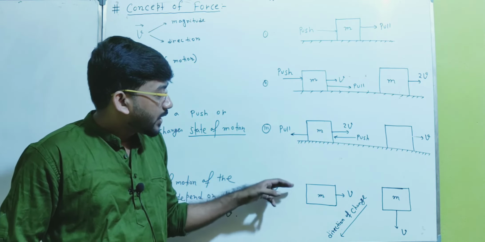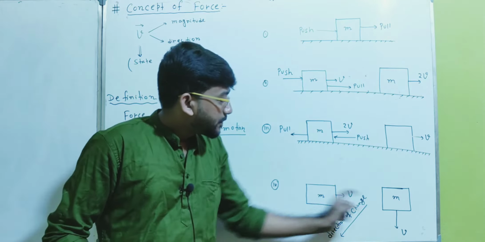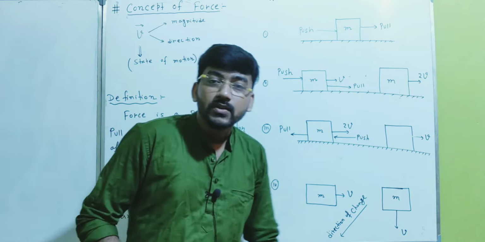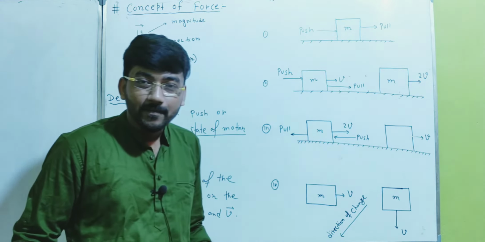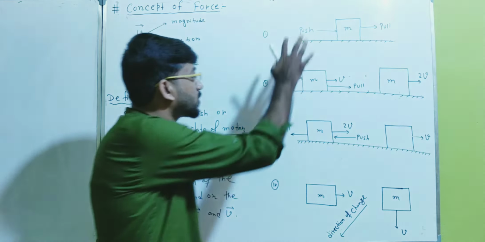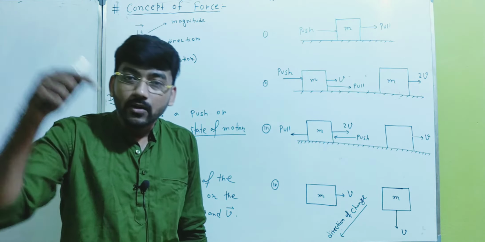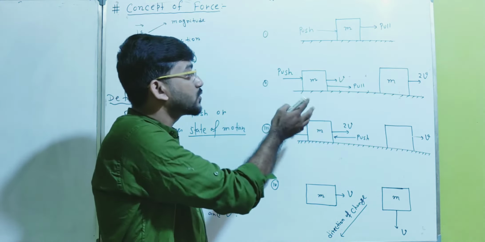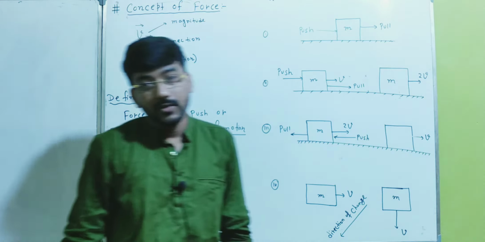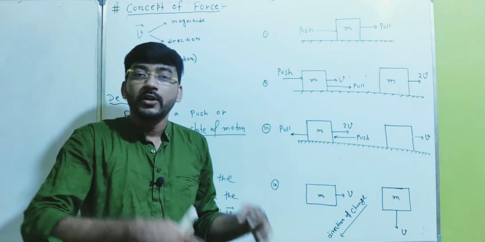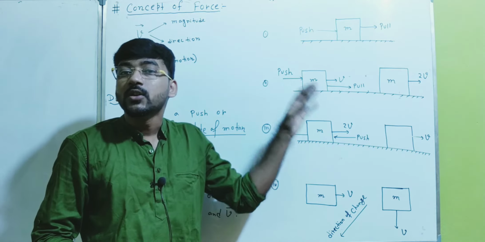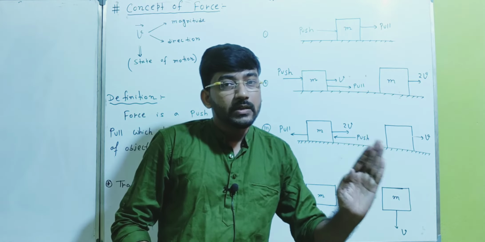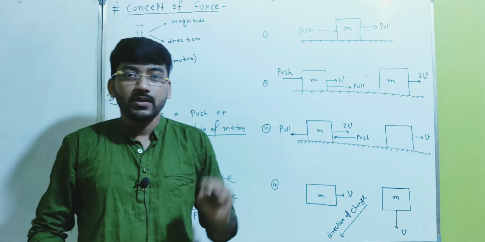But if we apply the push or pull in the direction perpendicular to its motion, then it may happen that the magnitude of its velocity is not changing, but its direction is changing. So all possible cases may happen, and it completely depends on how much push or pull you have given, and in which direction. So its future path or its future motion depends on the pushing or pulling, and also the direction of pushing or pulling with respect to the direction of its initial velocity.